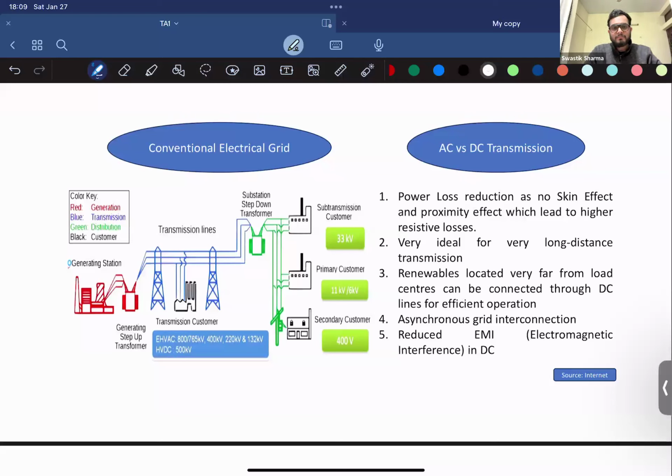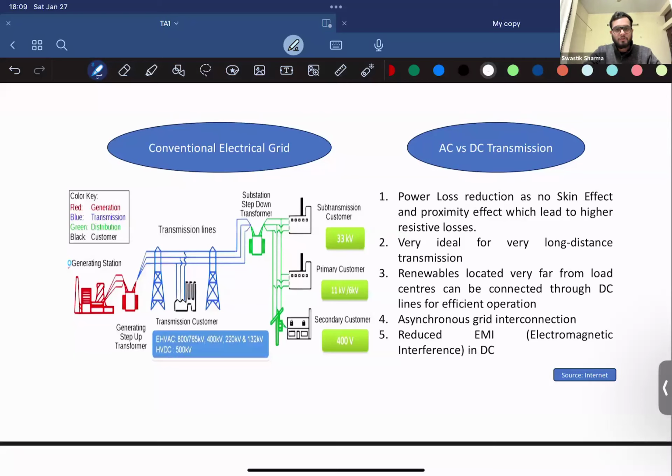Also, corona loss is minimal in DC transmission because corona losses occur because of the extra high voltages that ionize the air surrounding the conductor. This is less prolonged in DC transmission because of no pulsating nature, just a single frequency of 800 volts.